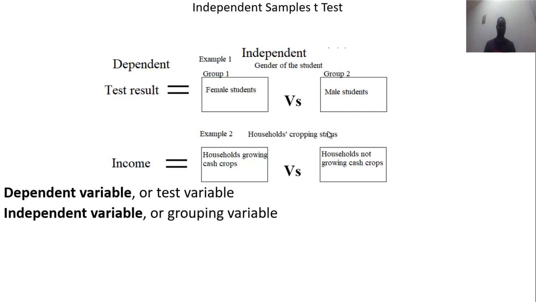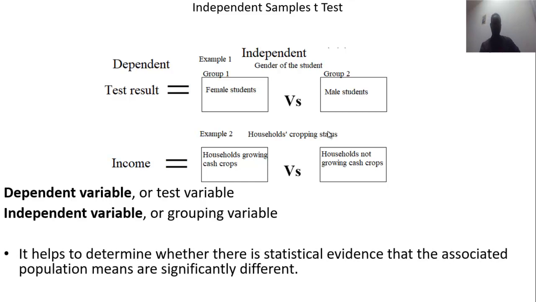And the dependent variable is, as you see, the test result, income, okay, and the independent variable, the grouping variable, is household grouping status and gender of the student. Okay, the point is that it helps to determine whether there is statistical evidence that the associated population means are significantly different. Okay, whether the population mean is significantly different.